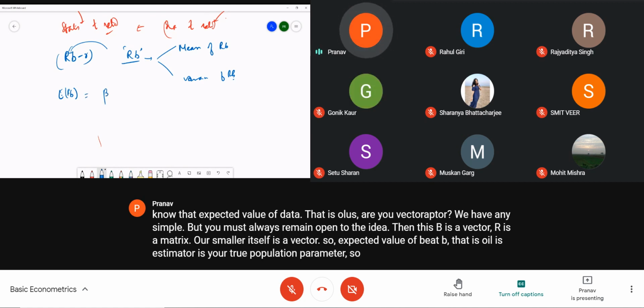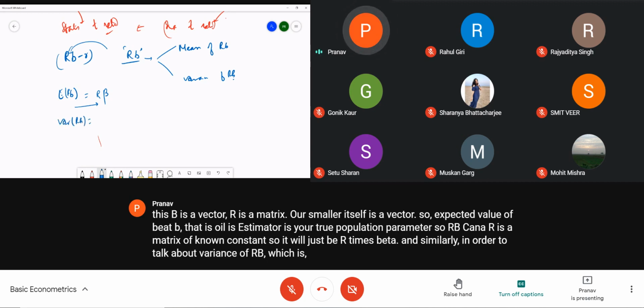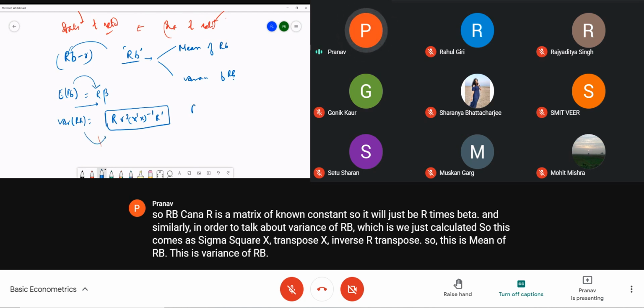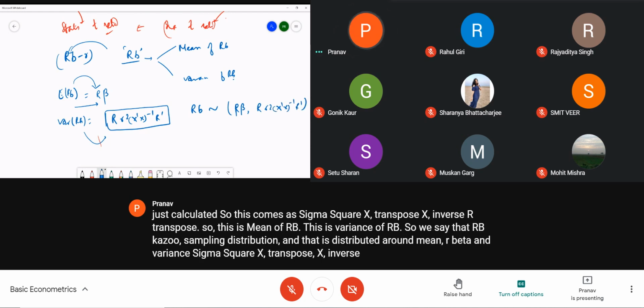So the expected value of b, that is the OLS estimator, is your true population parameter. So what will Rb be? R is a matrix of known constants, so it will just be R times beta. And similarly, the variance of Rb, which we just calculated, comes as sigma square R X transpose X inverse R transpose. So this is the mean of Rb, this is the variance of Rb. So we say that the sampling distribution of Rb is distributed around mean R beta and variance sigma square R X transpose X inverse R transpose.